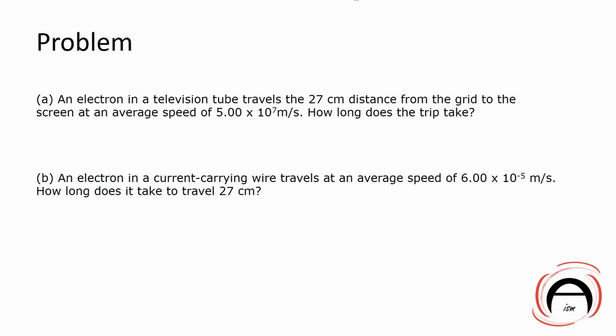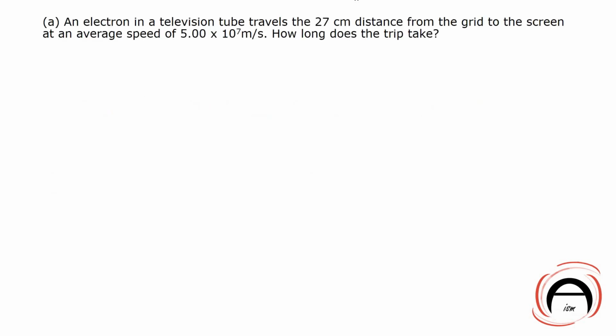And part B is an electron in a current carrying wire travels at an average speed of 6 times 10 to the negative 5th meters per second. How long does it take to travel 27 centimeters? Okay, let's get started on part A. Already read the problem, so let's get right into it.